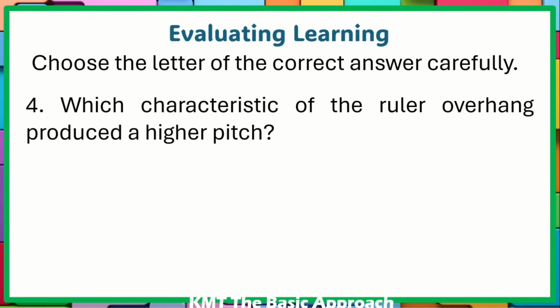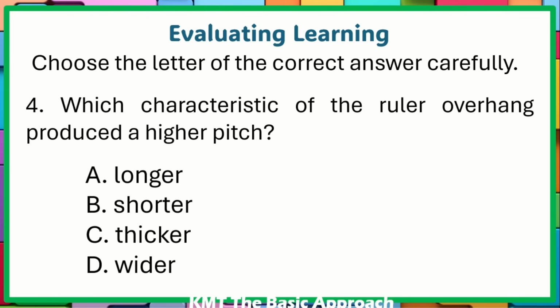Number 4. Which characteristics of the ruler overhang produce a higher pitch? A. Longer. B. Shorter. C. Thicker. D. Wider. What is the correct answer? Excellent! The correct answer is letter B. Shorter.